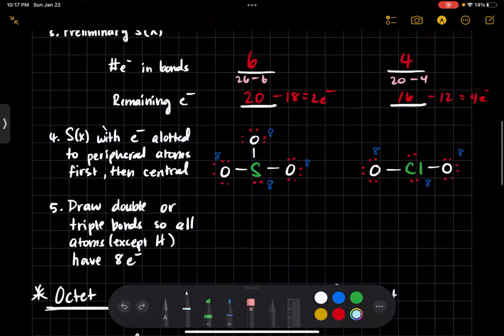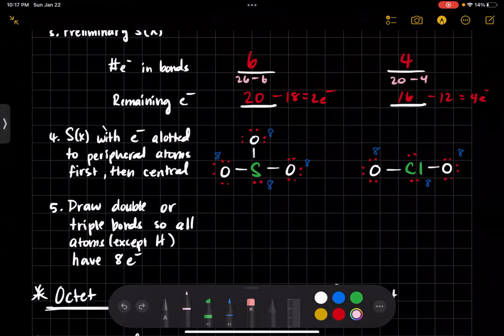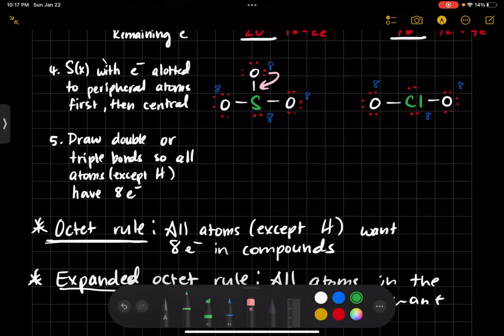Well, it wants to feel like it has 6. So what can I do? I can take a lone pair from one of these oxygens, and I can draw a double bond here. And just draw an S. Now it's a double bond to this oxygen, and single bonds to these ones because I didn't modify those at all.